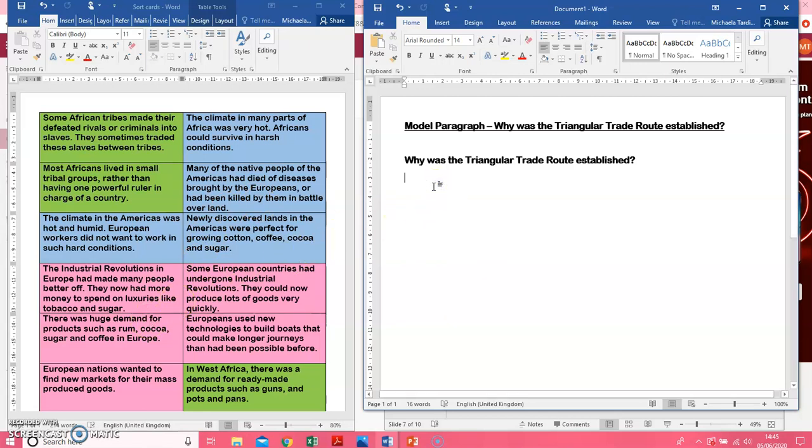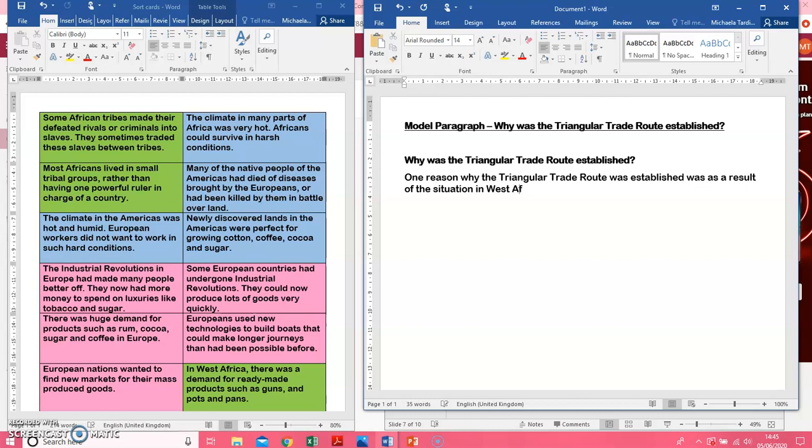So let's have a go at starting out. So my P-chain needs to start with a point, and in that point I'm going to use the language of the question to help outline what I'm talking about. So I'm going to say one reason why the triangular trade route was established was as a result of the situation in West Africa.